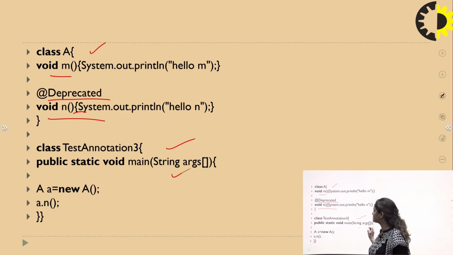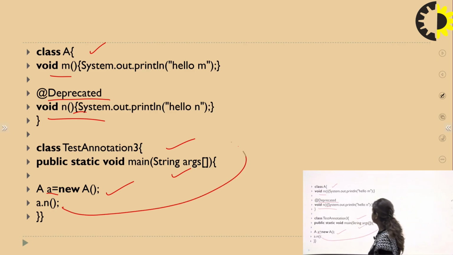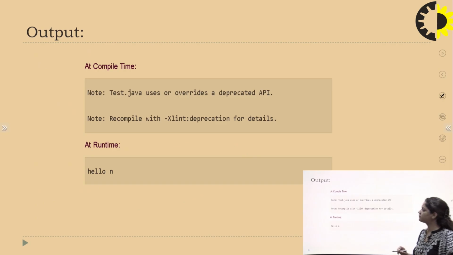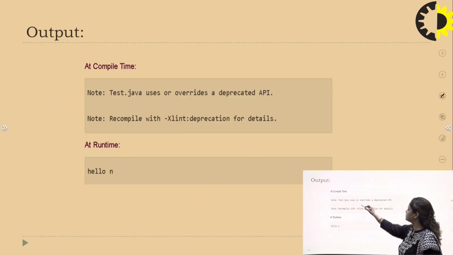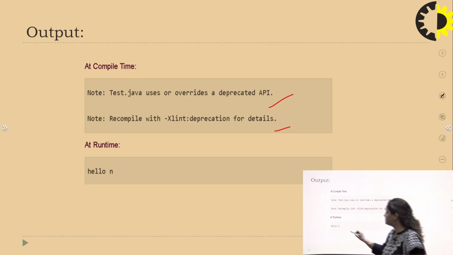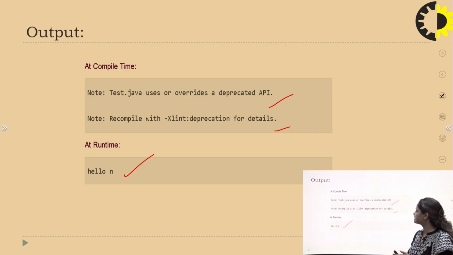So when we execute this program by making one object and invoking the n method, let's have a look at the output. After compilation, what do we get? It uses or overrides a deprecated API, indicating that this is deprecated. Recompile with this option and it will give us n. That directly means that it is a deprecated API. It means in future it may or may not exist in this particular version or not be supported by the next version. So that kind of indication is given by the compiler.